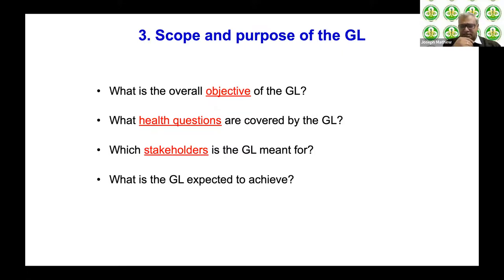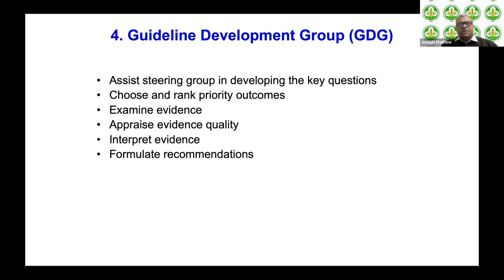A classic example is antenatal steroids. It may mean something for the obstetrician. It may mean something else for the pediatrician. It could mean something else for a different set of stakeholders, like the patients themselves. So the scope and purpose of the guideline is another preliminary step which needs to be looked at in fair detail. And then, of course, the steering group has to find an appropriate guideline development group.